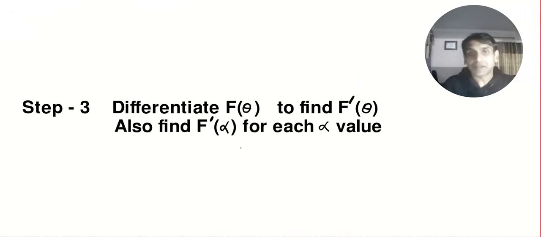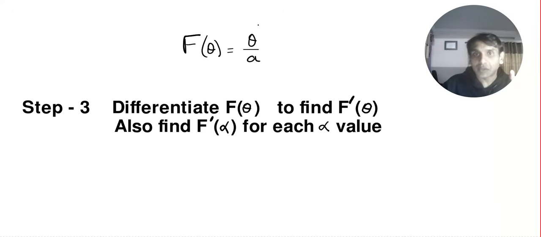Step number 3. Don't forget, f of theta is equal to theta divided by a. This was from step number 1. Alpha equal to 0. This is from step number 2. Now the third step is to differentiate the function that we created.